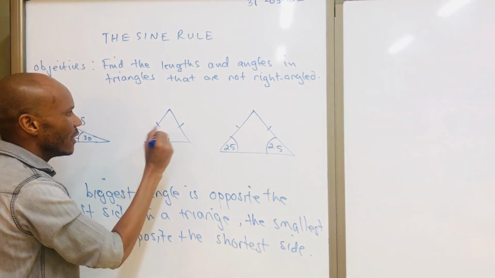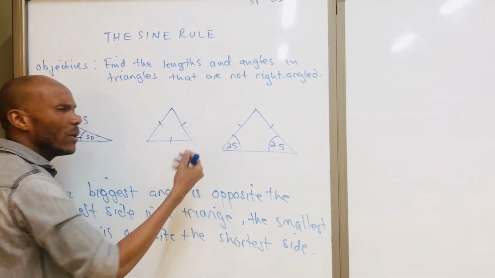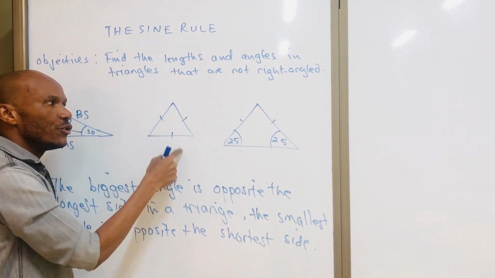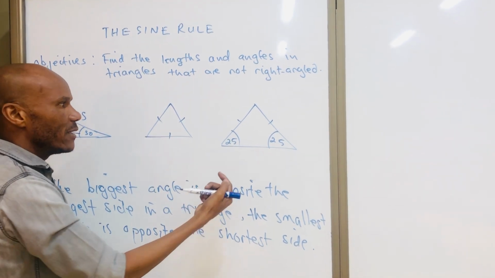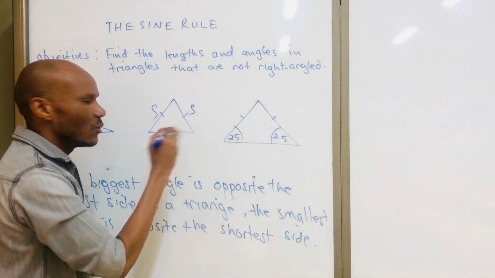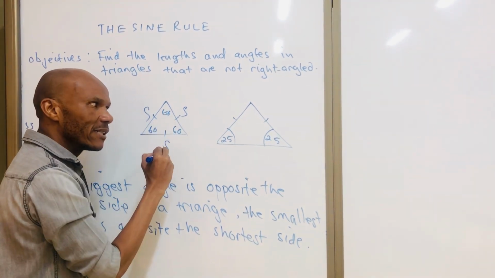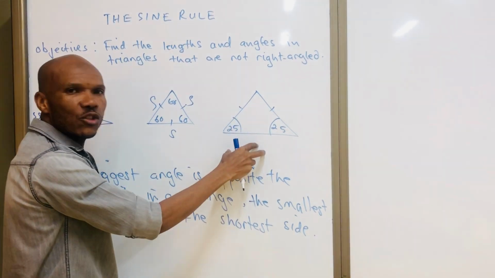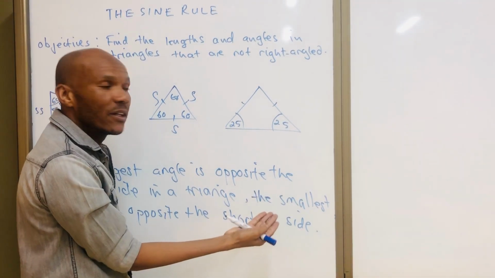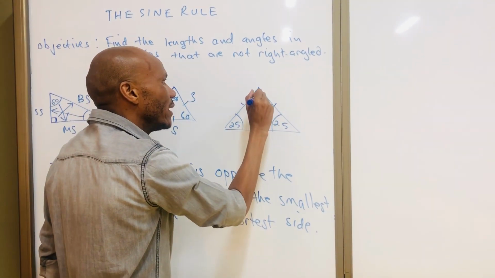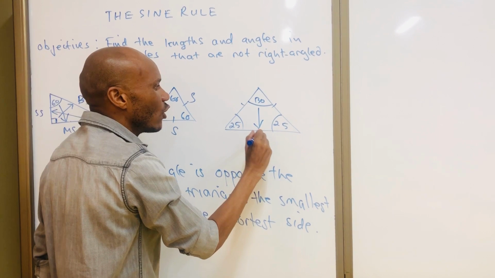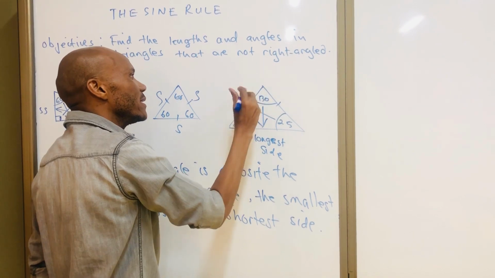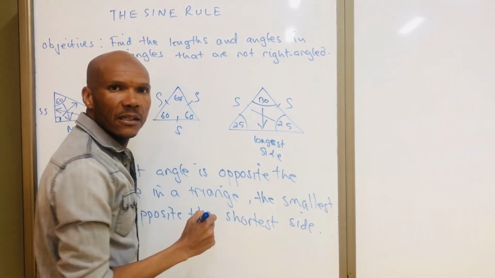If you have an equilateral triangle, you will have 60, 60, and 60. So that means all your sides will be the same, right? Side, side, side, because here it's 60, 60, and 60. Let us look at an isosceles triangle. Let's say this one is 25 and 25. Here you will have 130, so that will be your longest side. And these sides will be the same. Let's call it side, side, right?